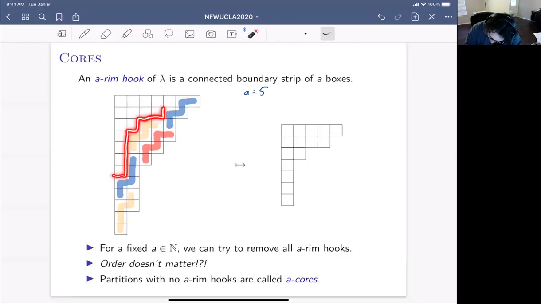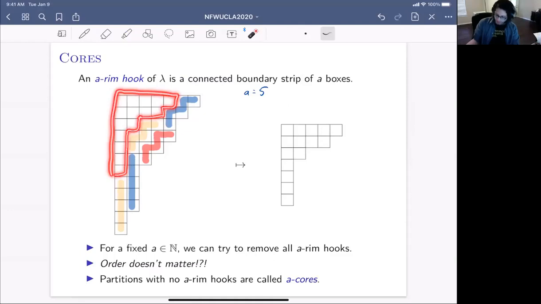So you can try to remove all the rim hooks. And the claim is that the order in which you remove these doesn't matter. Let me give you another example. If I remove that rim hook, and now instead I could remove another rim hook here, which is this one, 1, 2, 3, 4, 5, and then I could remove this one, 1, 2, 3, 4, 5, and carry on. Maybe I'll do here, 1, 2, 3, 4, 5, and follow it, and finally 1, 2, 3, 4, 5. I get back the same shape, but I did it in a different order. Those are not the same rim hooks, you could probably see that, and I get back the same shape as on here. So the order doesn't matter.